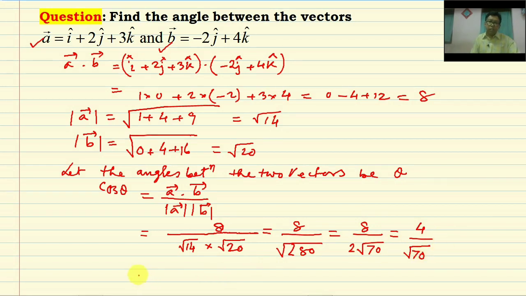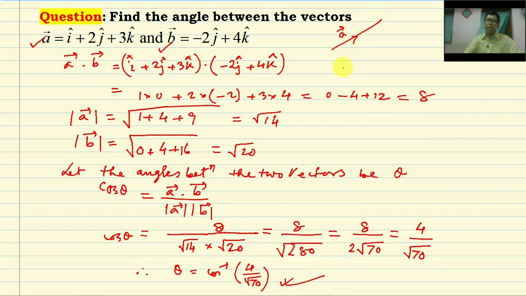So this is cos theta. Therefore theta is equal to cos inverse of 4 upon root over of 70. This is the angle between the two given vectors A and B. We considered the angle between them as theta, and theta is found: theta is equal to cos inverse of 4 divided by root over of 70.